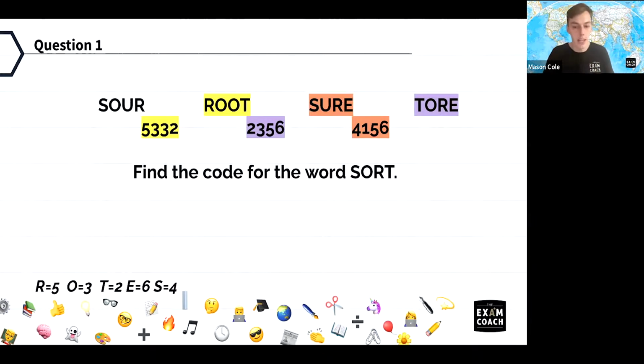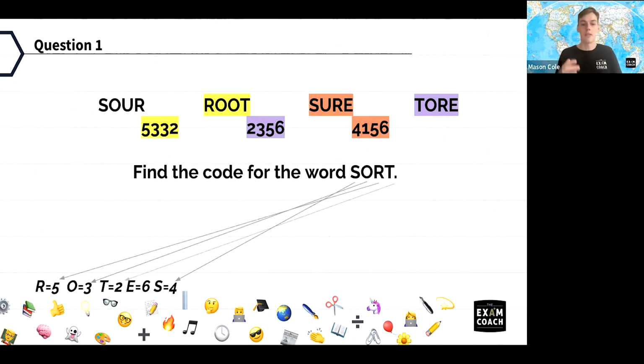If we apply that, then we have the code that you guys have given me there, which is great. So we have S being 4, O being 3, R being 5, and T being 2. So 4, 3, 5, 2 is our code.